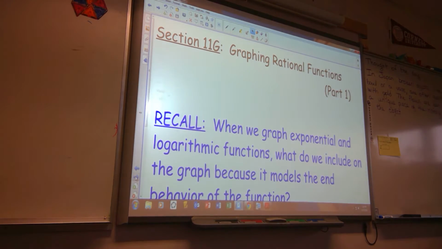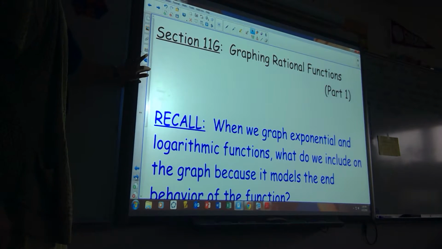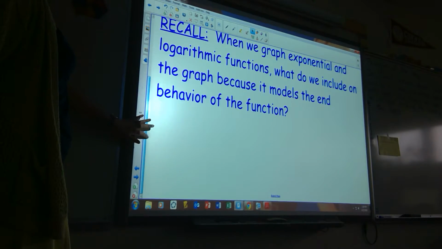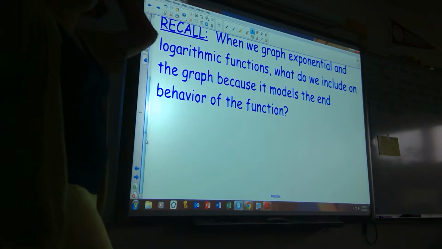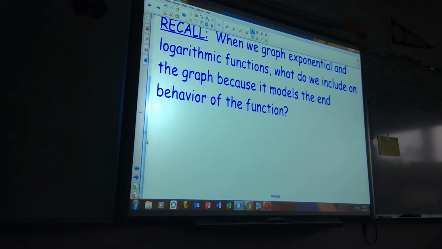Alrighty. So you can kind of see, I just sort of summarized that warm-up concept right here. When we graph exponential and logarithmic functions, what do we include on the graph because it models the end behavior of the function? It's an asymptote, right? An asymptote is what guides that end behavior.